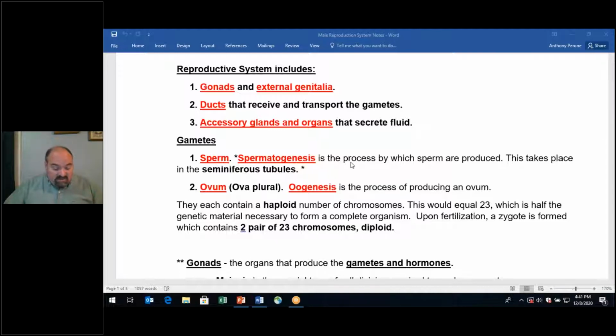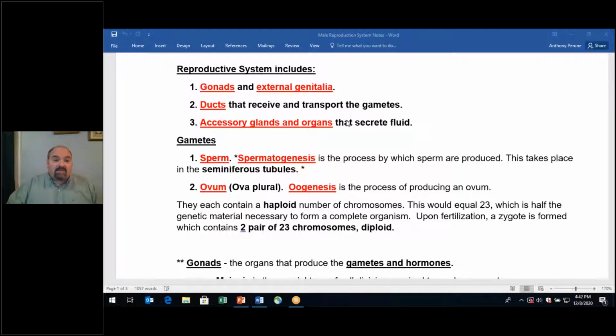Again, remember that test number 4 is on digestive and urinary systems. The review for test number 4 will be on Thursday of this week. The reproductive system is all new information on the final exam. The final exam will be cumulative from the beginning of this semester to the end, and the new information will be the reproductive system, reproductive anatomy, as well as reproductive physiology.